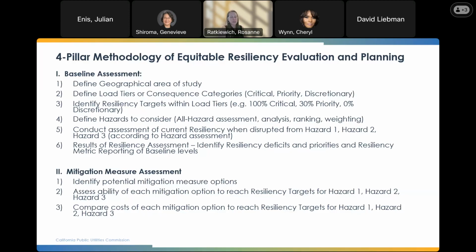The details within each of these pillars provide a method to address the myriad aspects of resilience we just talked about. In baseline assessment, numbers 1, 2, and 3 here identify what do we want to protect and where is it. Numbers 4 and 5 under baseline assessment look at what threatens it. And number 6 looks at how well are we doing right now to protect it. In pillar 2, the mitigation measure assessment, we look at what protection options do we have, what does the best job at protecting the most, and what does it cost?